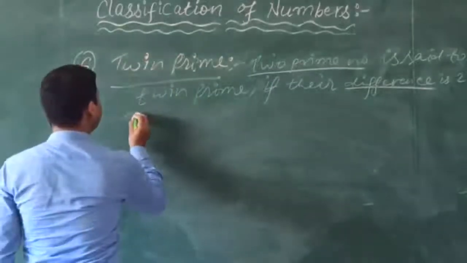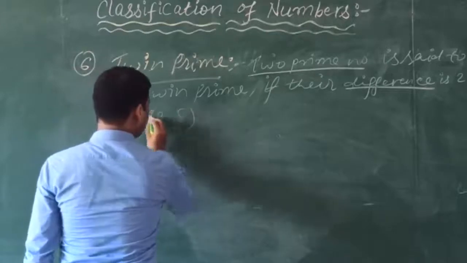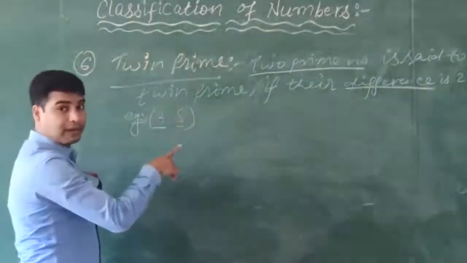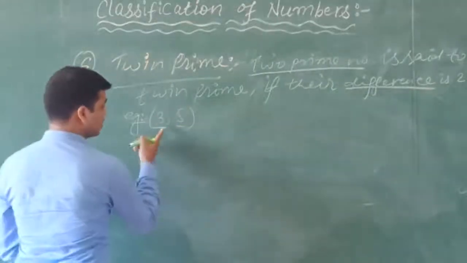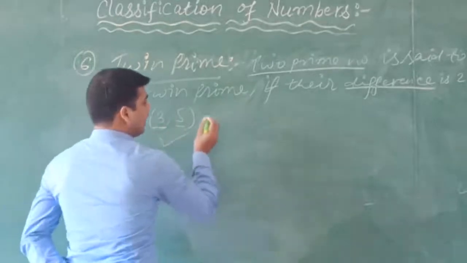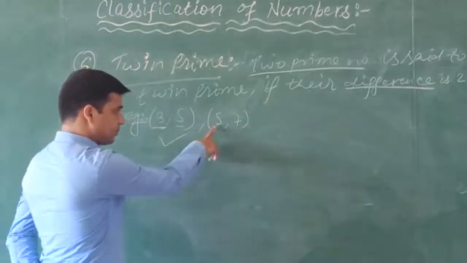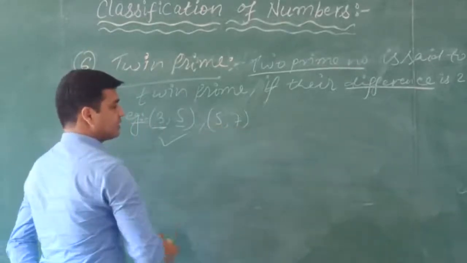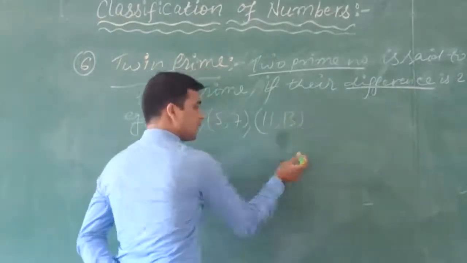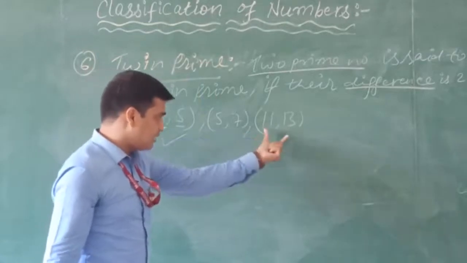For example, I am taking an example like 3, 5. Yes, both are prime. This is prime, this is prime, and their difference should be 2 here. Both numbers should be prime numbers. So this 3 and 5 both are prime and their difference is 2. Yes, this is a twin prime. I am saying here 5 and 7. Yes, this is a twin prime. Why? See this here, 5 is a prime, this one is prime, both are prime, but their difference is 2 here. I am asking 11 and 13, is a twin prime or not? Yes, this is also twin prime because this is a prime, this is a prime, and their difference is 2.